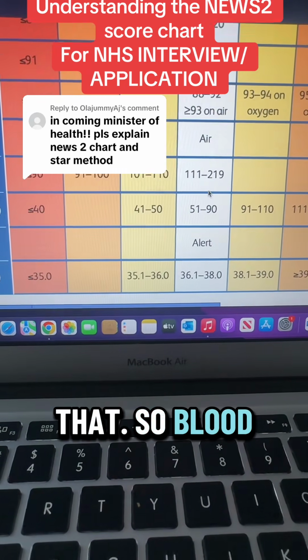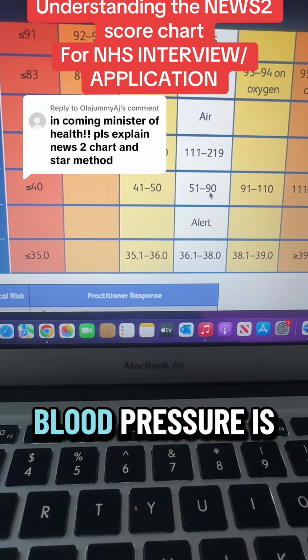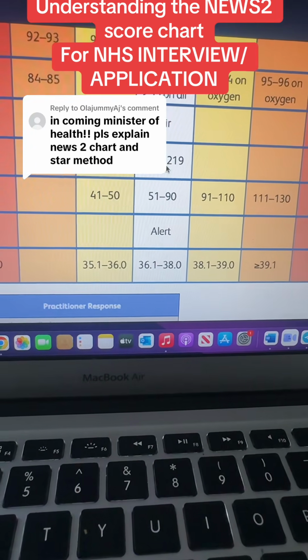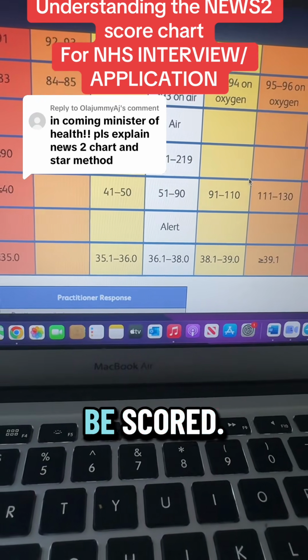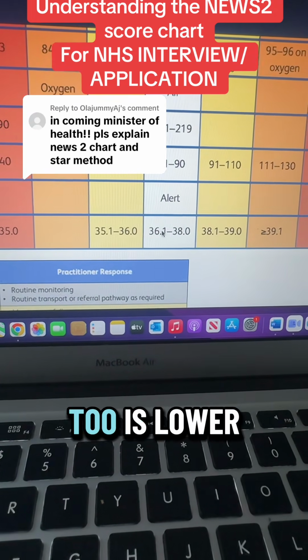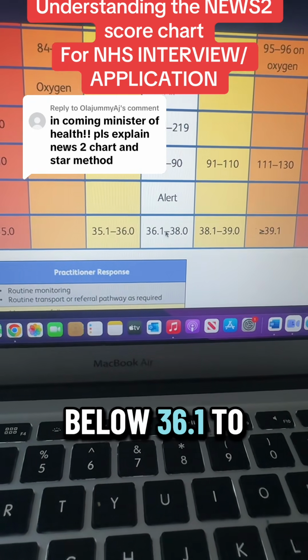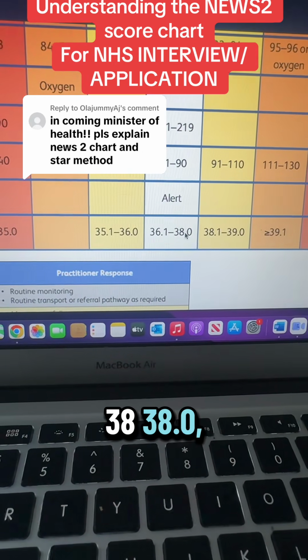For blood pressure, if the patient's blood pressure is lower than the normal value, the patient will be scored. If the temperature is above or below 36.1 to 38.0, it will be scored.